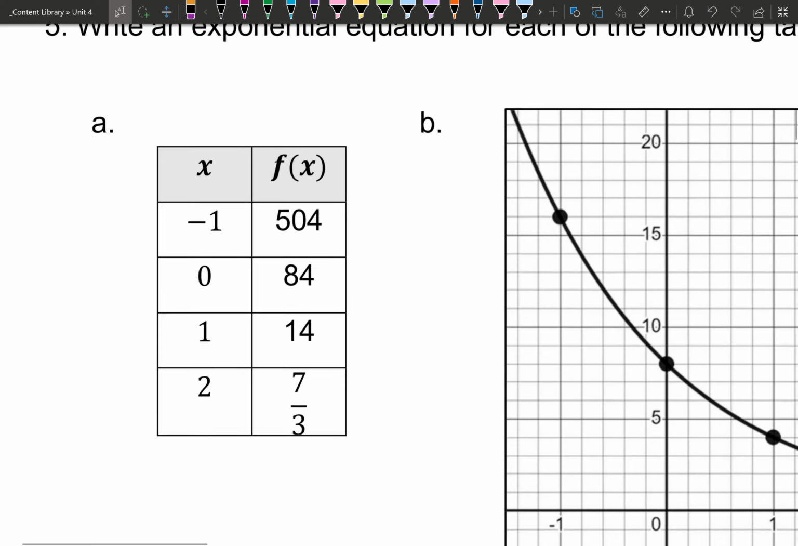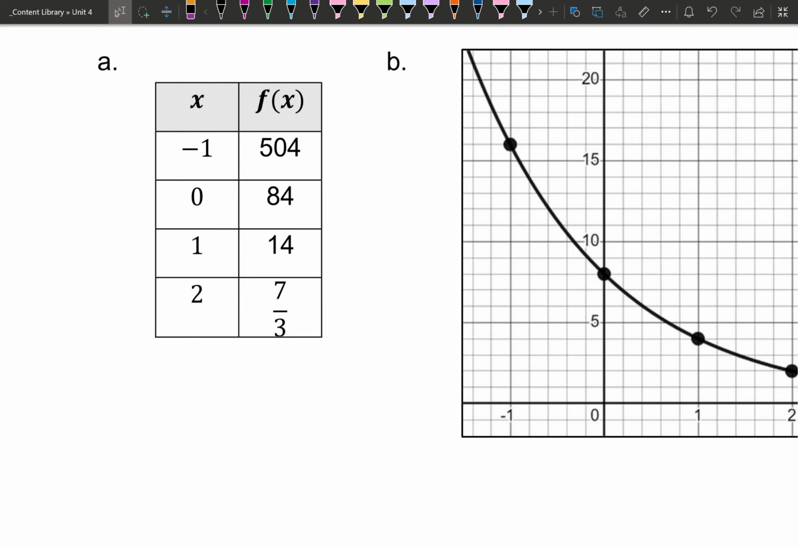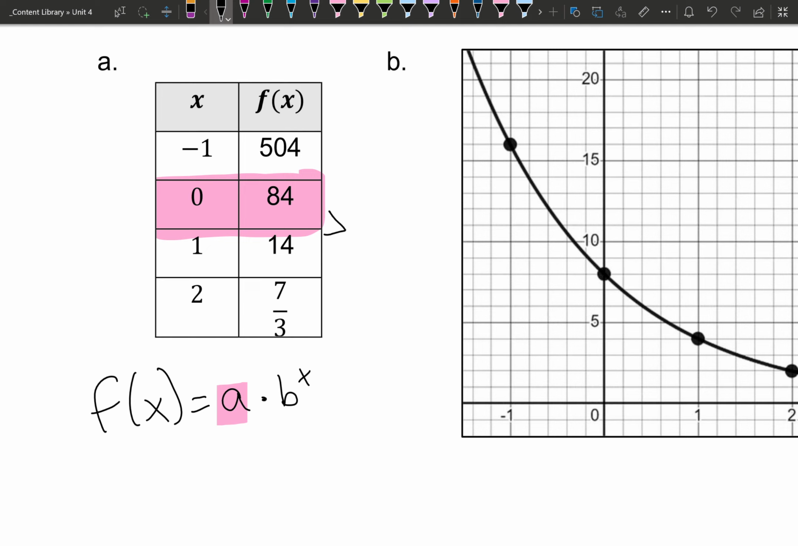In number 5, I'd like us to write an exponential equation for each of the following. All right, in 5a, I have a little table, and what I need to do here is identify two things. I need to identify the y-intercept, because that's a, and I need to find b, that's our pattern. Now, our y-intercept is what goes with 0. In this case, here it is, 0, 84.